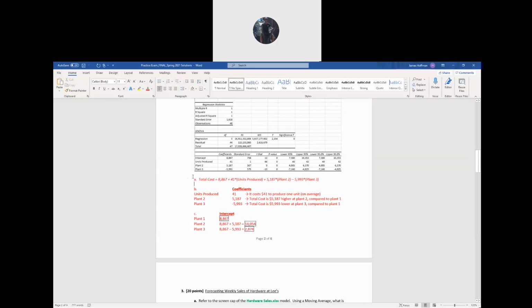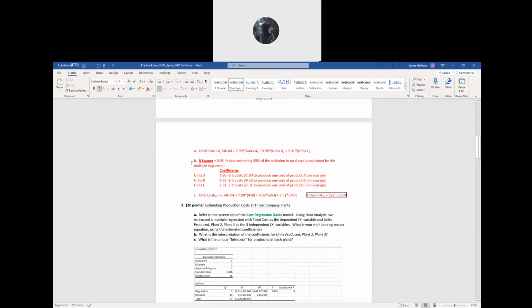Okay, and then again, we don't include plant 1 in the general equation because plant 1 is the default when both that and that are 0. That means we're at plant 1 then, and we don't want to double count, and so you always want to put one less binary variable than you actually have. So we're not specifying plant 1 specifically because when that's 0 and that's 0, we are at plant 1. Okay.